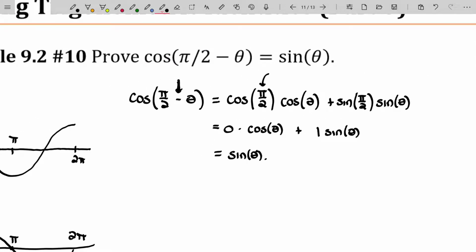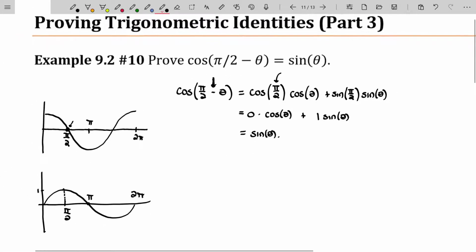Very short, right? Cosine of pi over 2 minus theta is just equal to sine of theta. Very, very nice, clean proof. Remember, when you're evaluating trig functions at the axial or quadrantal angles, it's much easier to graph the base graphs for the sines and cosines so you can quickly read off the y values.